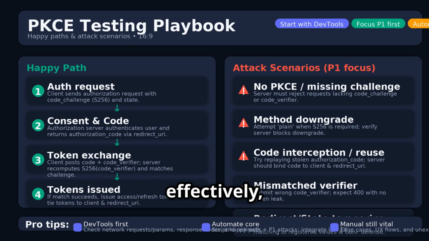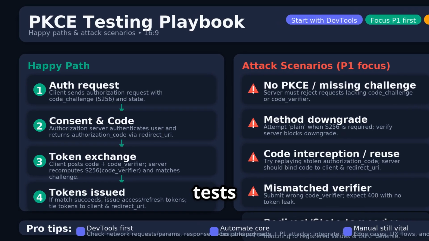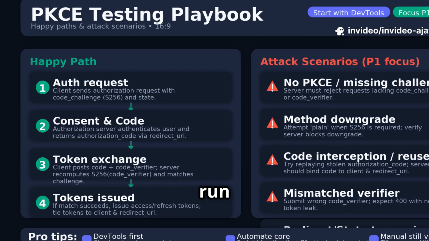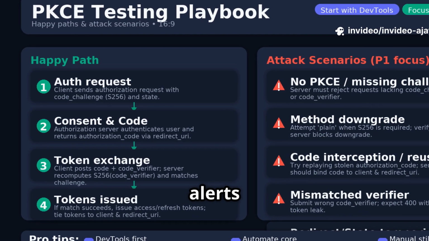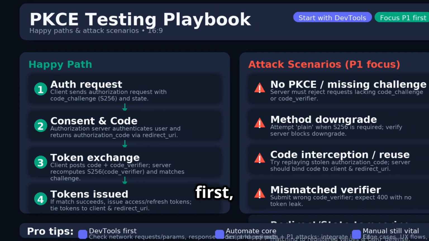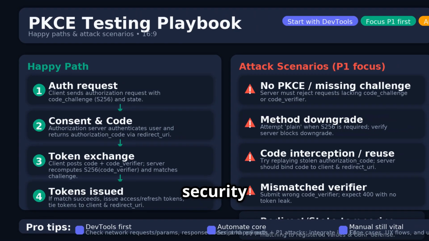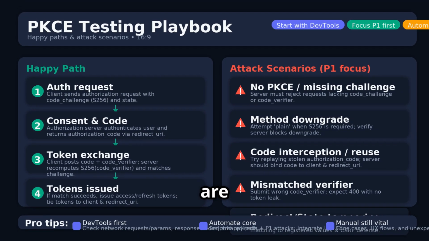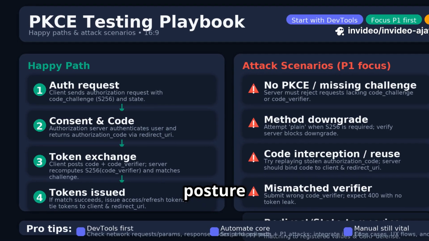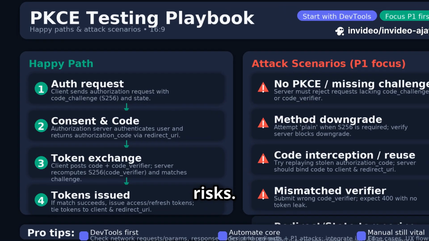To implement this framework effectively, start by integrating the tests into your CI/CD pipeline. Automate API testing, run ZAP in daemon mode, and set up alerts to catch critical failures early. Prioritize P1 tests first, since they target the most critical security vulnerabilities. Once those are covered, move on to P2 tests, which help strengthen your security posture but don't pose immediate risks.